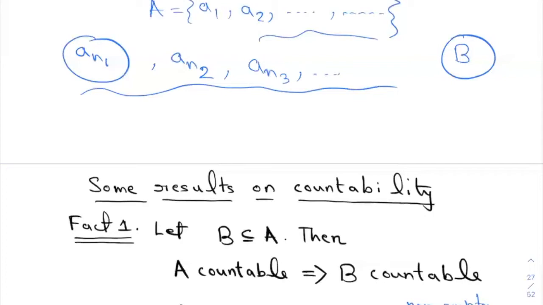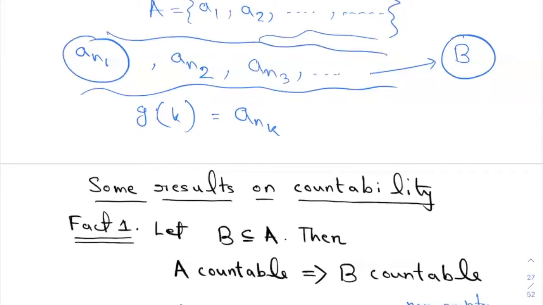And now we have, so this is basically your B. And this is a countable set because there's an easy bijection from N to B now via G, where G of K is equal to A N K. So the kth natural number is sent to the kth term in the sequence. And notice that the way I've constructed, they're all different.